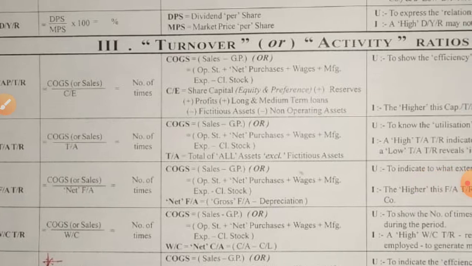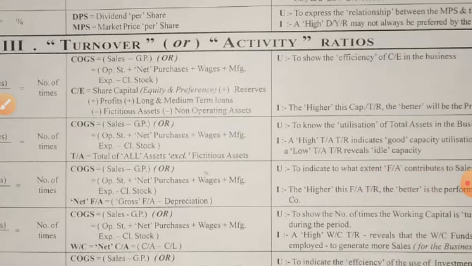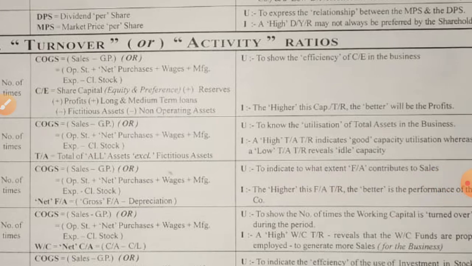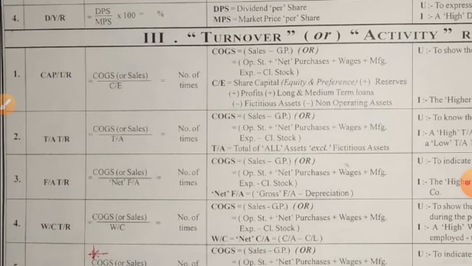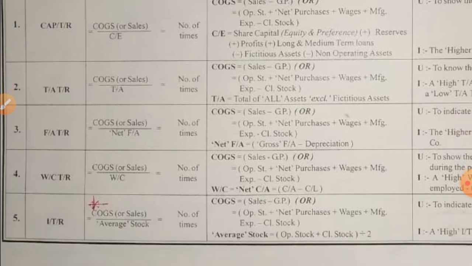Capital employed is equal to, as we discussed earlier, share capital, equity plus preference shares, reserves and surplus, long term and medium term loans, minus fictitious assets if any. Why is it used? To show the efficiency of capital employed in the business. The higher the capital turnover ratio, the better it will be for the profits. So this is how the capital turnover ratio works.